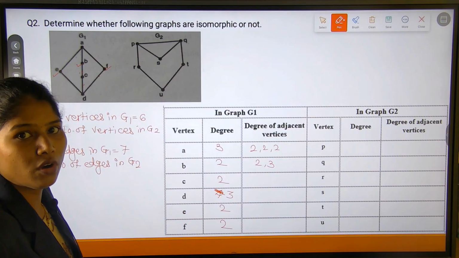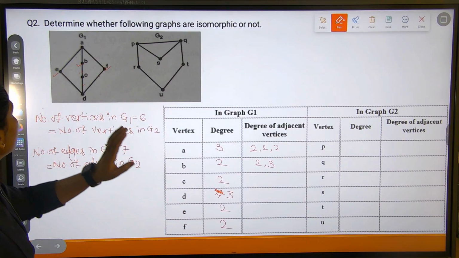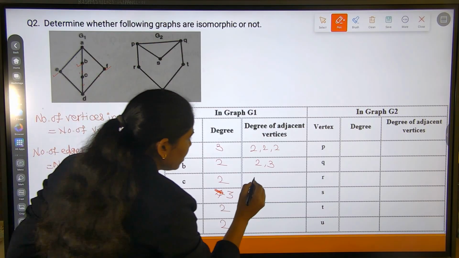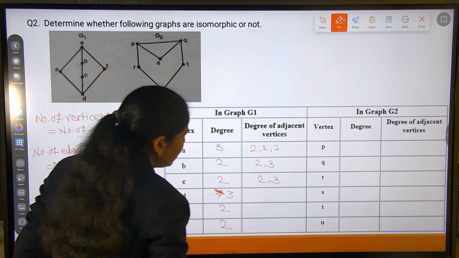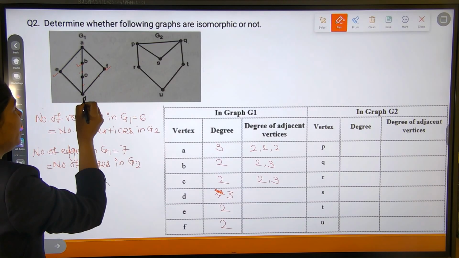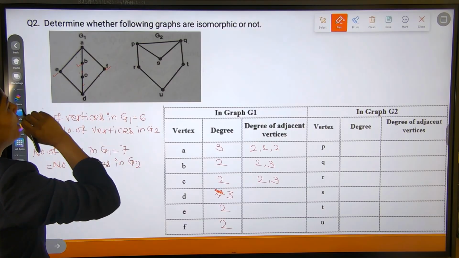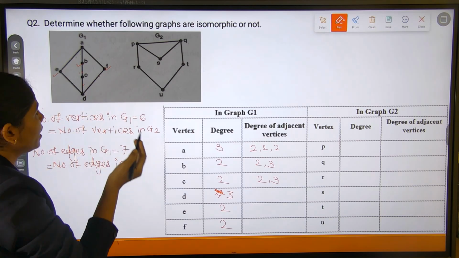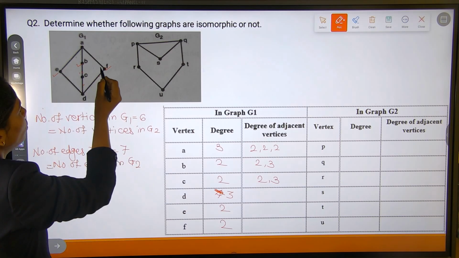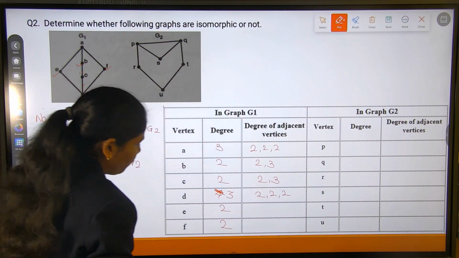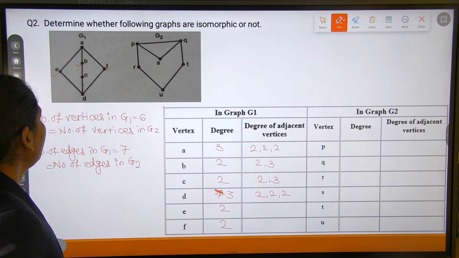Then find out for vertex C. C having 2 adjacent vertex B and D. So, B having degree 2, D having degree 3. So, write down here 2, 3. Then D. Vertex D having 3 adjacent vertex E, C and F having degrees 2, 2 and 2. So, write down here 2, 2, 2.